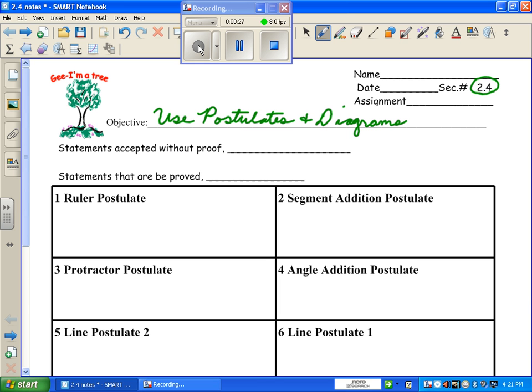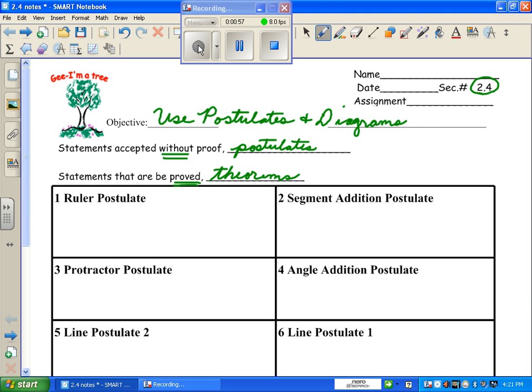Statements accepted without proof are called postulates. These are like baby steps, baby ideas. And statements that are proved are called theorems. These are larger steps or larger concepts. They need to be proved. All right, we're going to go through and review some of the postulates that we already have and then add on. And these are ones that you have to have memorized, so take note and pause when needed.